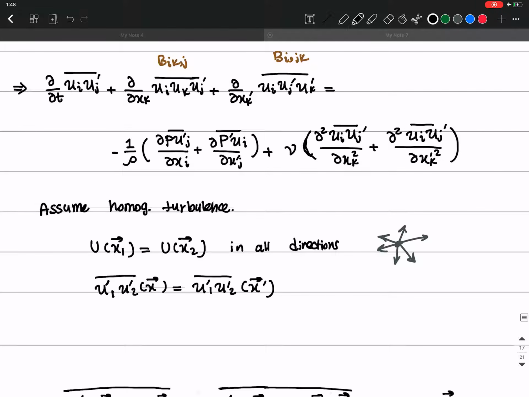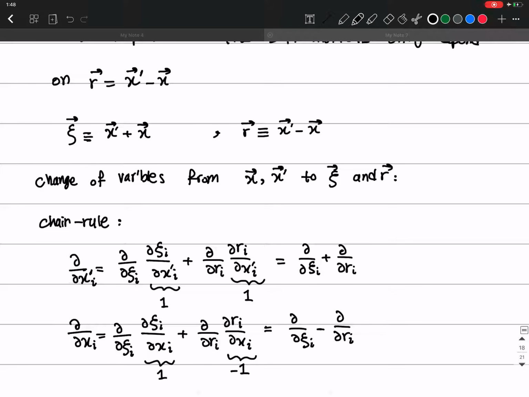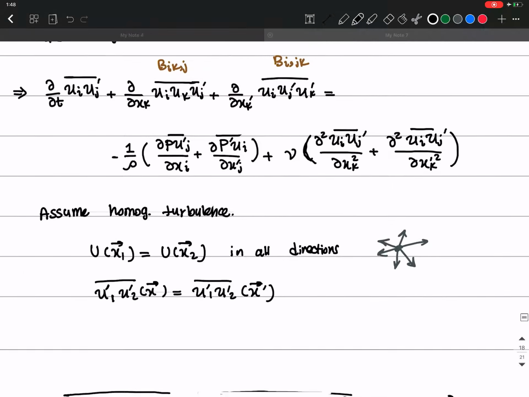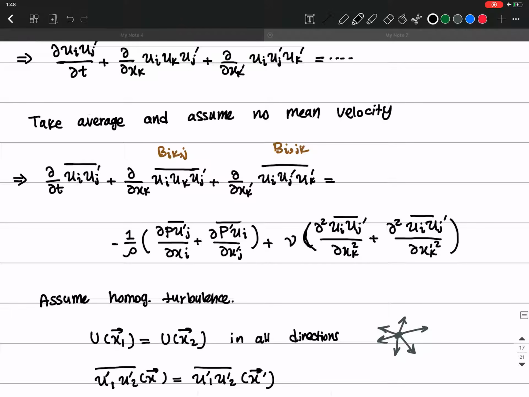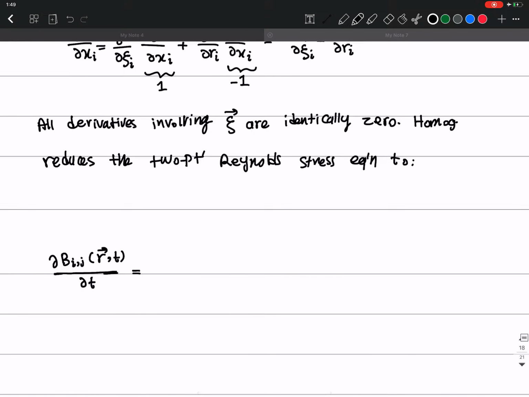X prime, and so x prime is going to be... I also want to do the transformation from xk and x prime k to ξ and r. So we are going to get partial over partial r. I put it on the right hand side.